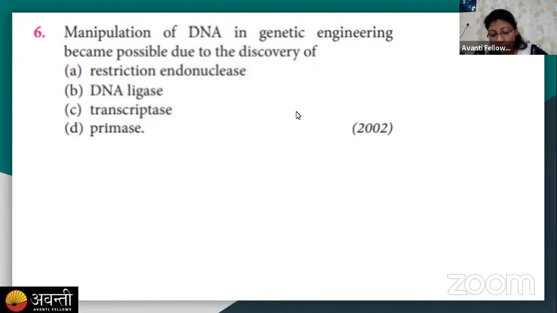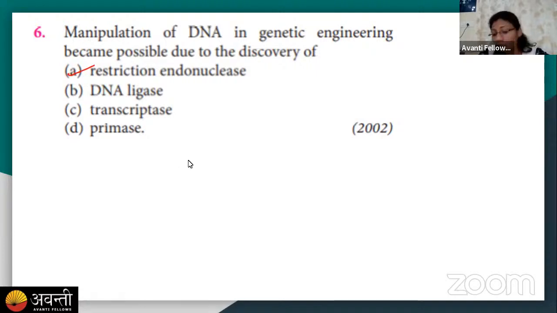Yes. As it is also given in our NCERT, only after the discovery of restriction endonuclease from the bacterial cell are we able to perform genetic engineering. We have three types of restriction enzymes. Restriction endonucleases are the ones able to recognize a particular sequence and cut within the DNA, and not only one strand, they are able to cut both the DNA strands. So yes, option A is the correct answer.